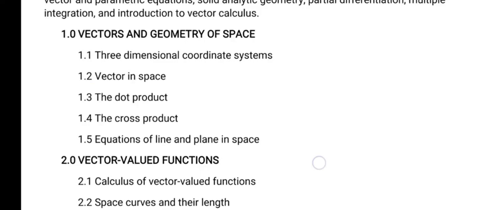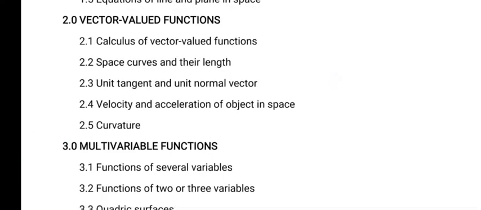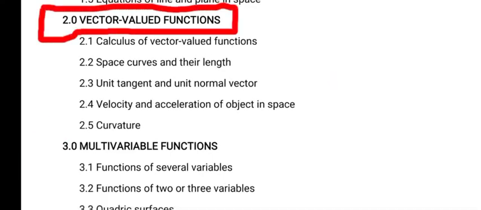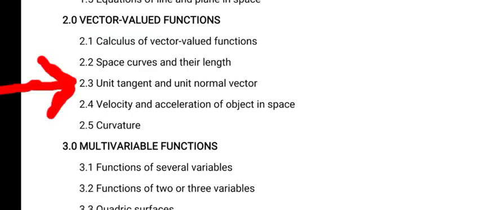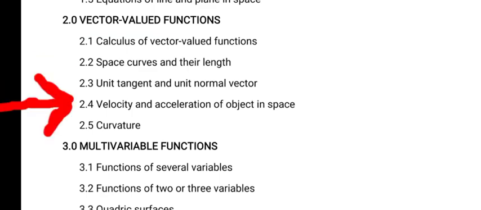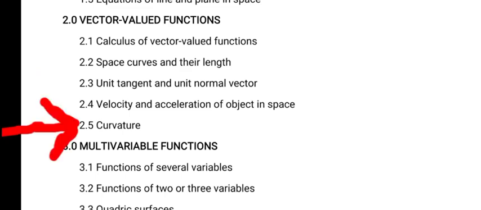Under this chapter, you will learn about the 3-dimensional coordinate system, vectors in space, computing the dot product, the cross product, and writing equations of line and plane in space. Chapter 2 is Vector Value Functions, and under this topic, you learn about the calculus of vector value functions, space curves and their length. You study unit tangent and unit normal vectors. You will learn how to compute velocity and acceleration of objects in space, and you learn about curvature.